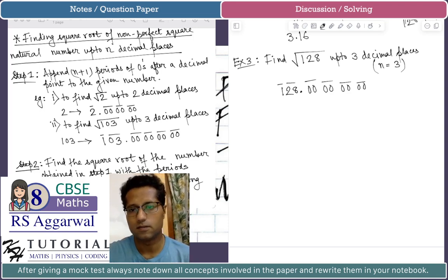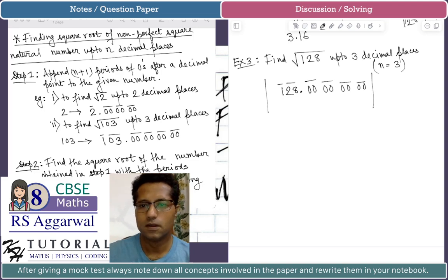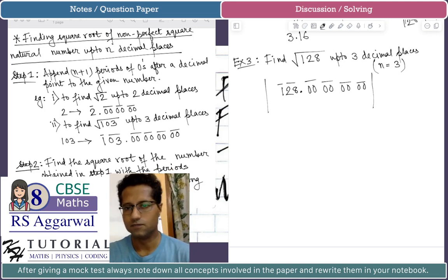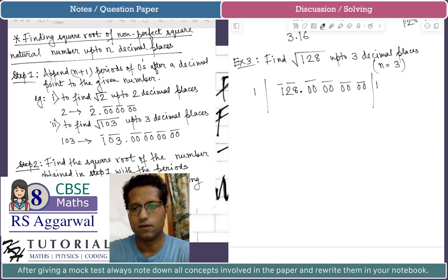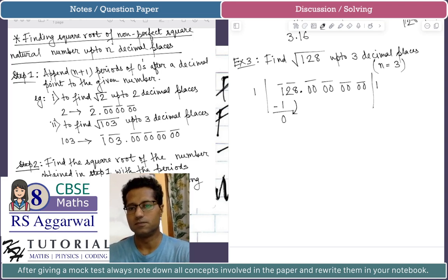Okay, now start the long division method. So clearly the leftmost period is 1, the divisor will be 1, the quotient is 1, and we get 1 into 1, 1, and the remainder is 0. Okay, now we bring the next period, 28. So please be careful when to put the decimal point in the quotient.